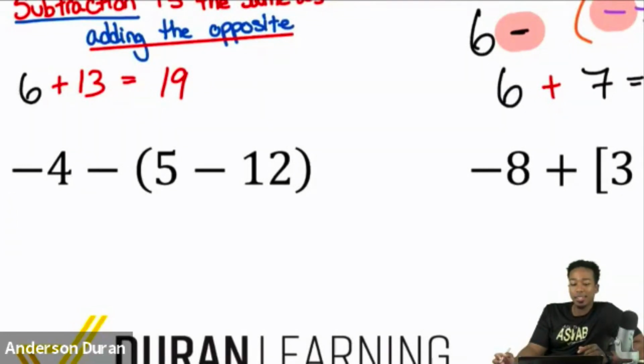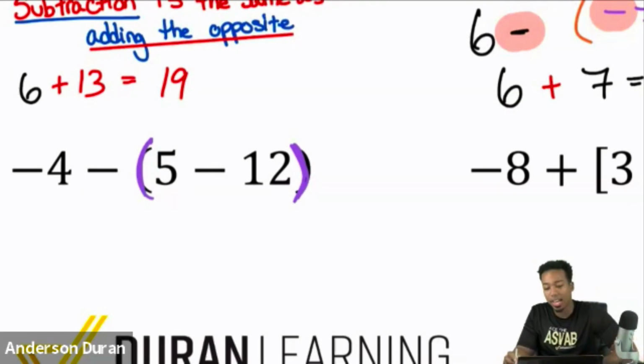Let's take a look at this one here. -4 minus 5 minus 12. So we have a parentheses. Take care of the parentheses first. So with that, 5 minus 12, everybody, what's 5 minus 12? We got -7, that's right.